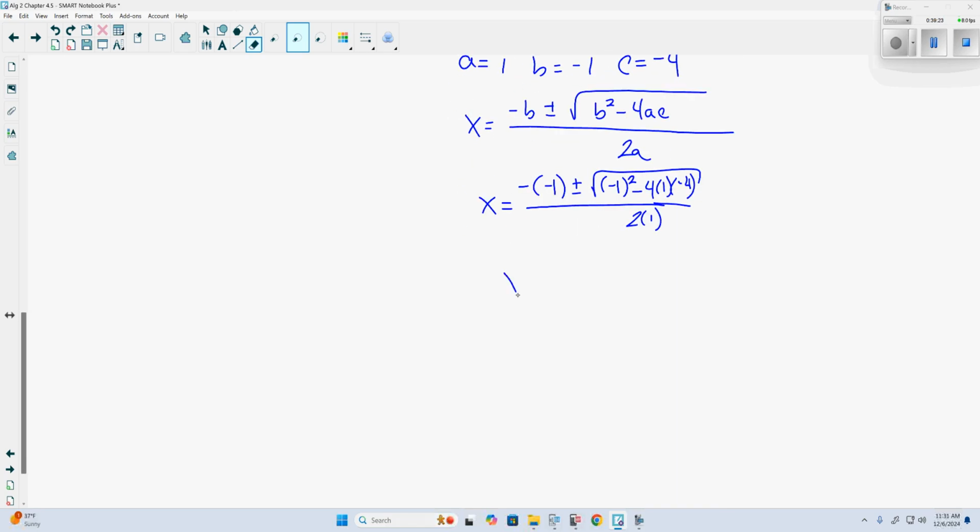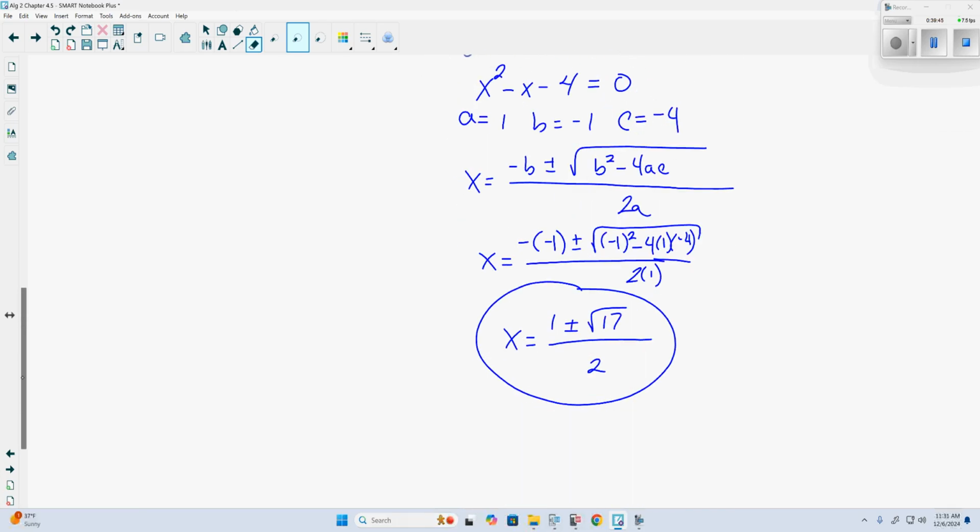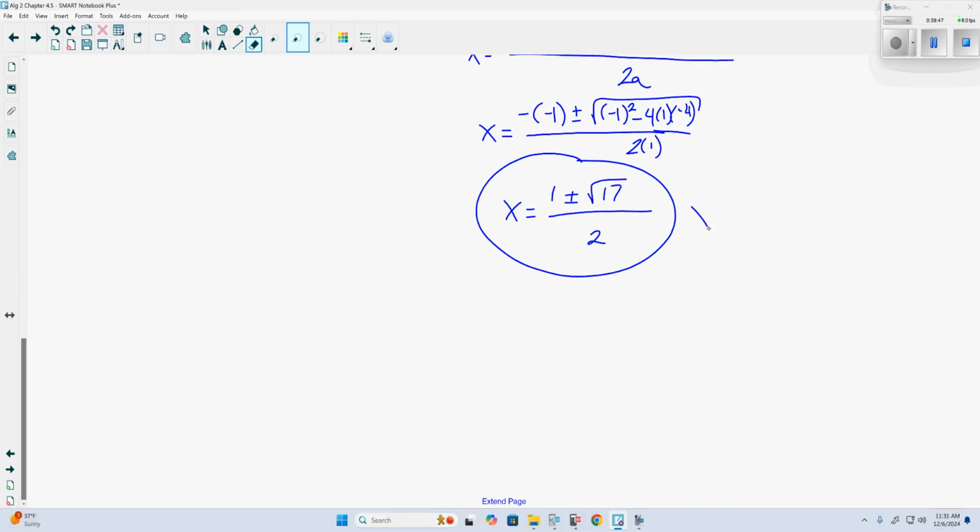All right, guys, let's focus in. -(-1) is going to be 1. 2 times 1 is 2. If we plug everything inside the square root in the calculator, we end up getting 17. So the other two solutions that we needed are this here. So it just tells us that we have this here, and x is equal to negative 1/2 and 3/5.